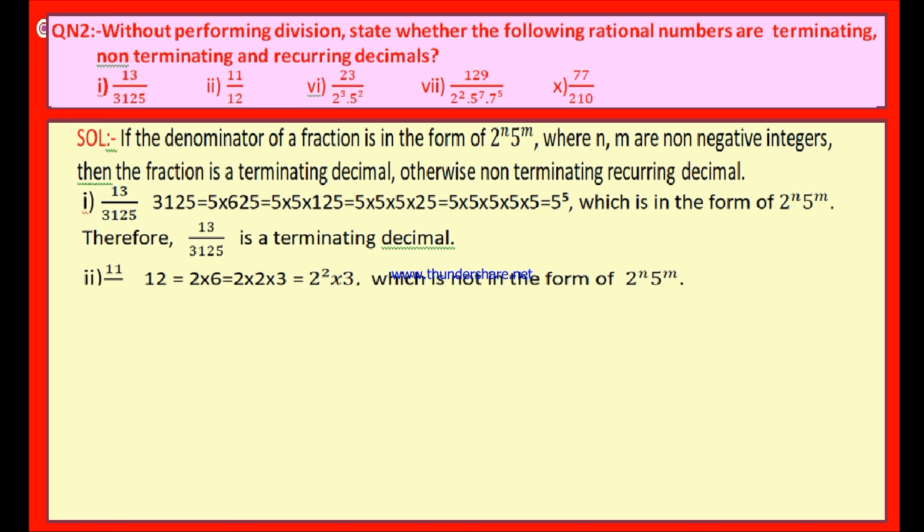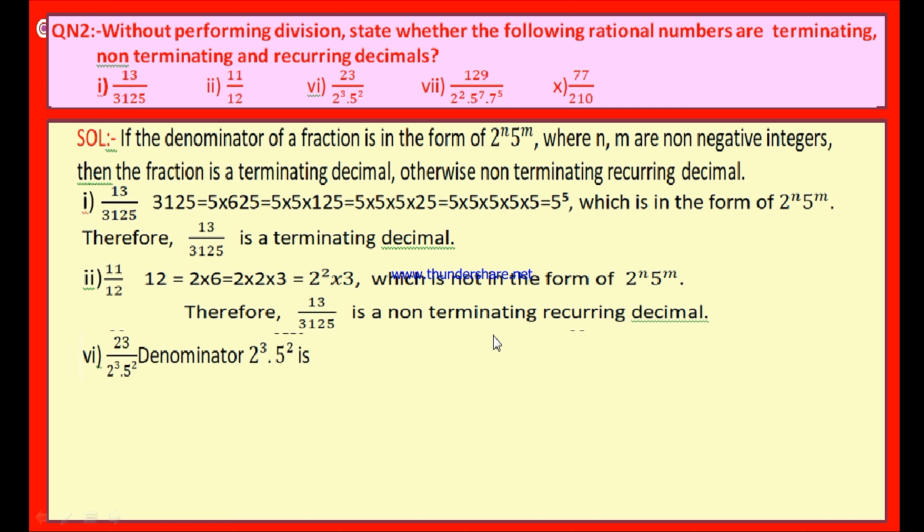Now look at the second bit. 11 by 12. The denominator is 12. Now let us write this 12 as 2 into 6. This 6 as 2 into 3. Therefore this is in the form of 2 square into 3, which is not in the form of 2 power n into 5 power m. Why? Besides 2 and 5, 3 is also a factor of 12. Therefore this is not in the form of 2 power n into 5 power m. Therefore the given fraction is non-terminating recurring decimal.